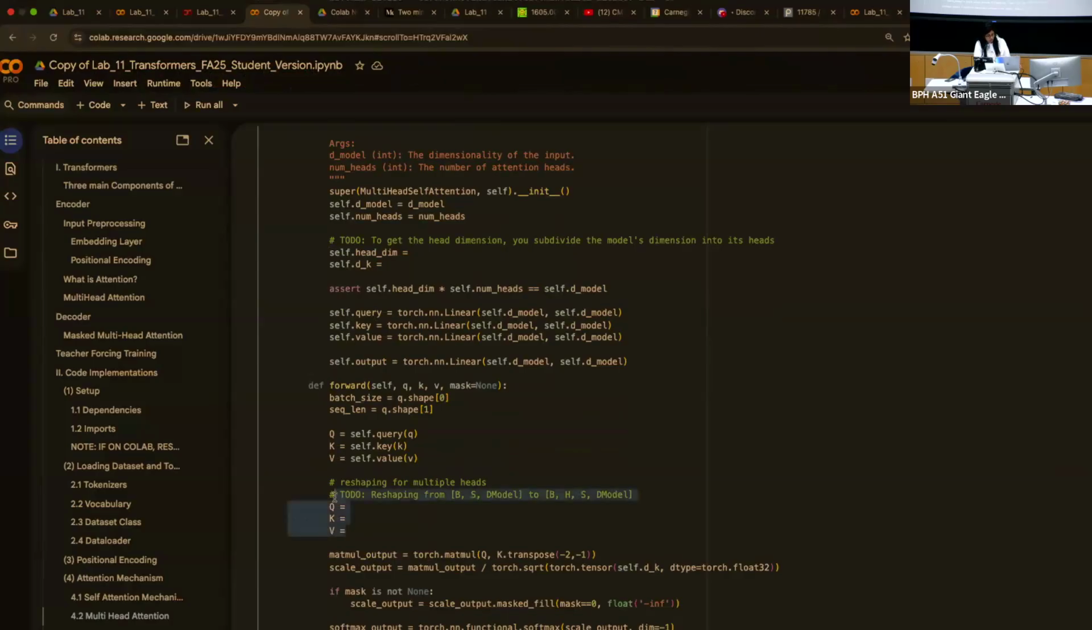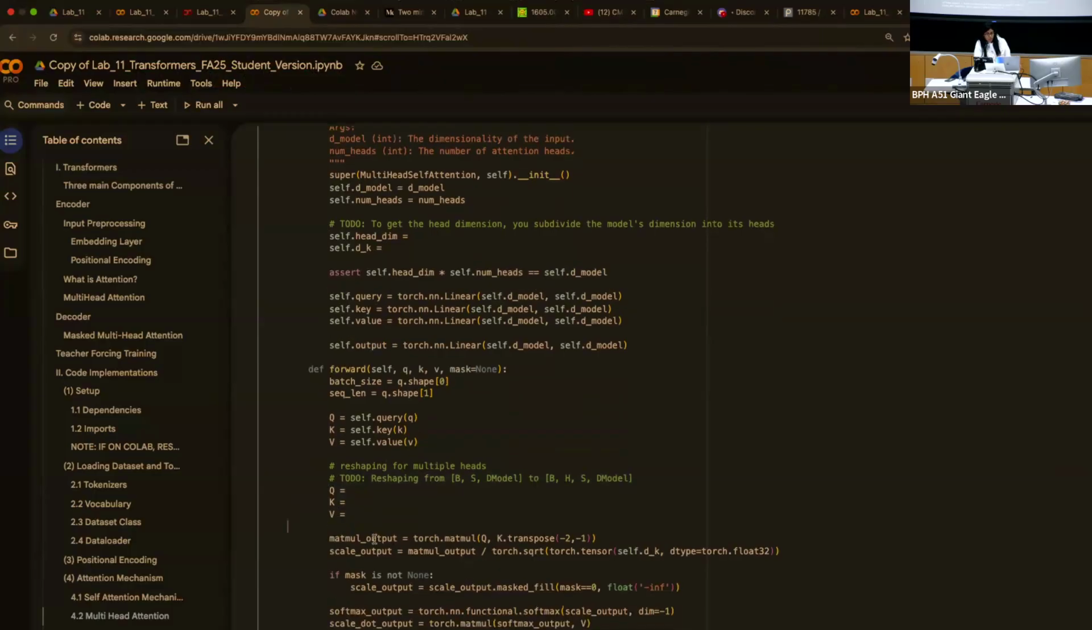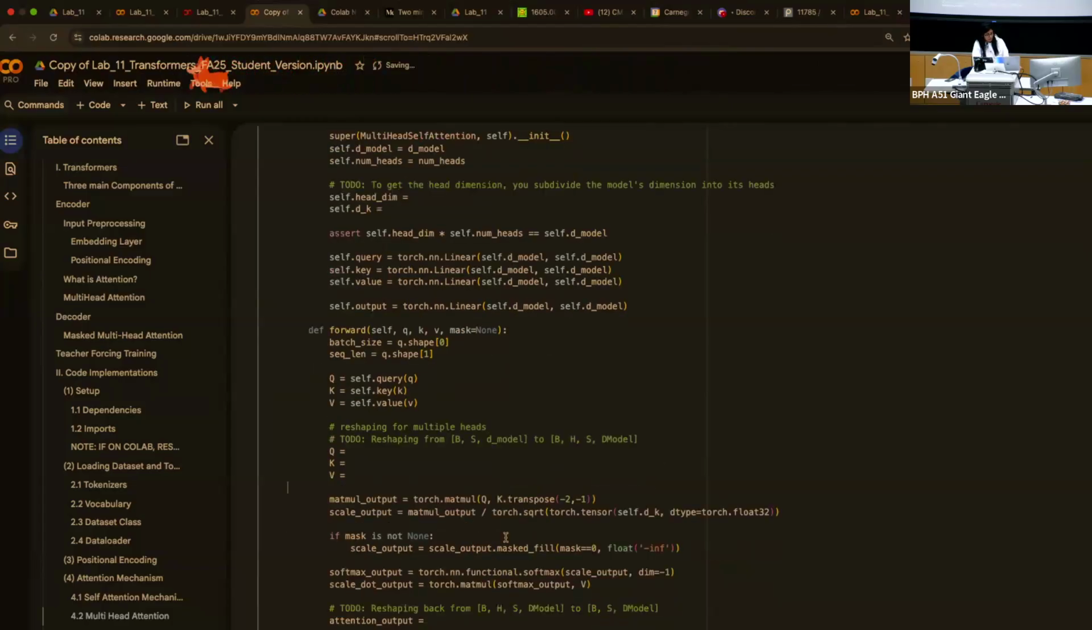And also, please get started on how you reshape the query, key, and values. This is what we learned in the lecture as well, that our Q, K, and V are of 3 dimensions: the batch size, the sequence length, and the D model. But to use it for multi-head attention, we want to make it 4-dimensional, and we want to add the heads also in this.